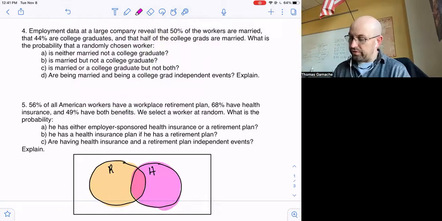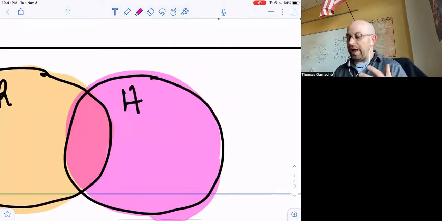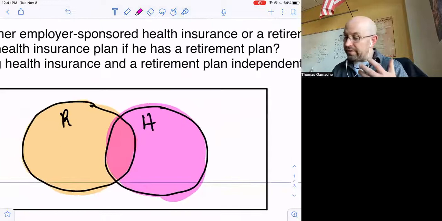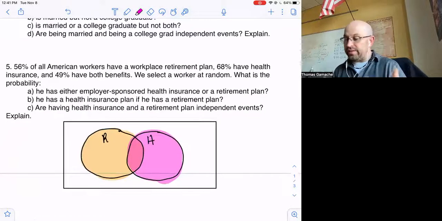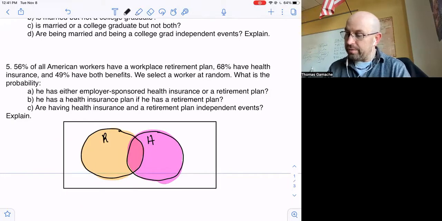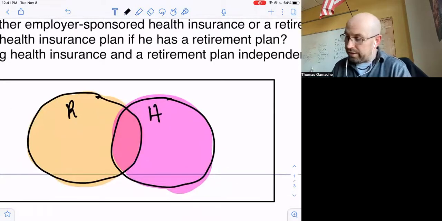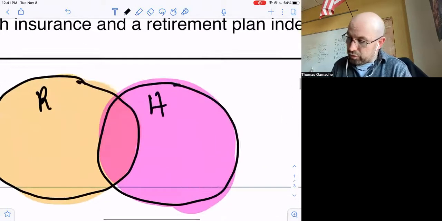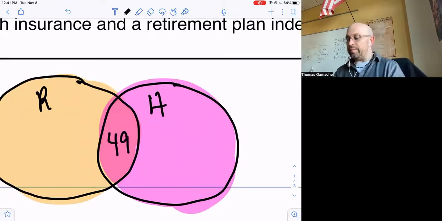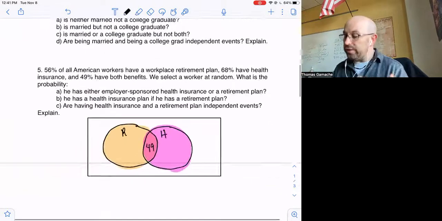Chances are you notice I colored something in the middle, that overlap. What you want to bear in mind is that there's going to be overlap between that 56% of American workers who have retirement and the 68% who have health insurance. Now, the last part they tell me is that 49% have both. That makes it nice and easy because I know that the both is going to be right here, that overlap right in the middle. So what can I do with this now?